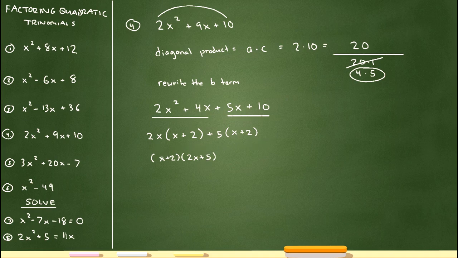All right? So if we go ahead and check our answer, we see that x times 2x would be 2x squared. 2 times 2x would be 4x. x times 5 would be 5x. And 2 times the 5 would be 10. And when we combine like terms, we get 2x squared plus 9x plus 10. And that was our original statement, right? So we definitely know that this is going to be the correct factored form here.